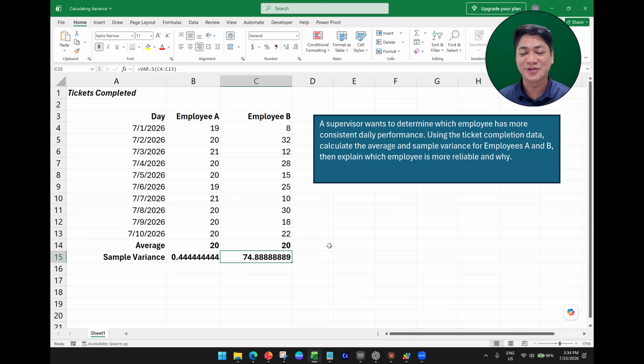So if I'm the manager of these two people, I will try to investigate what's happening with employee B. I will find out what happened on July 1st or July 2nd, which is far from the average of 20. So that's how I'm going to investigate. On the other hand, for employee A, I will try to investigate why it's consistent. I'm not saying that employee A is better. It's more that employee B is experiencing more difference in whatever they are doing compared to employee A. And with that, we saw how you can calculate variance in Excel and what it means in the real world.